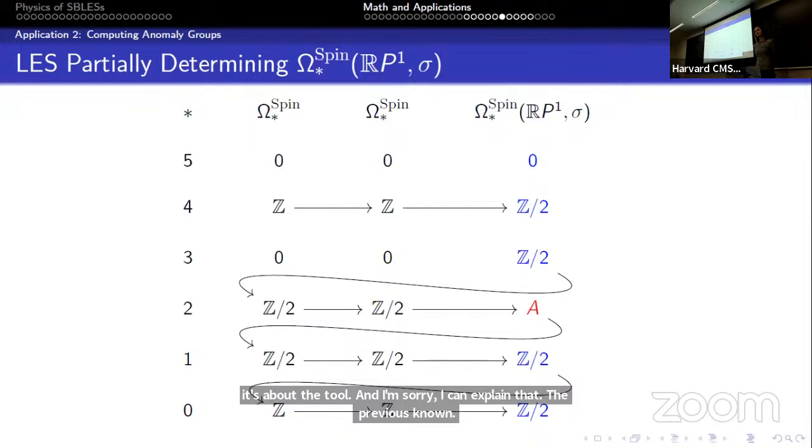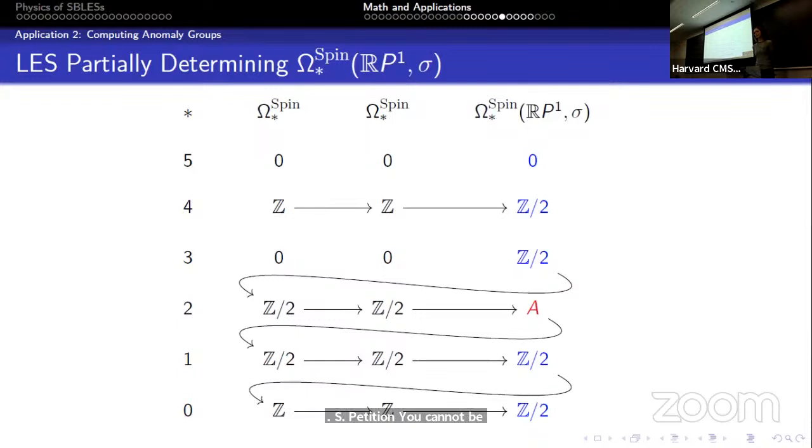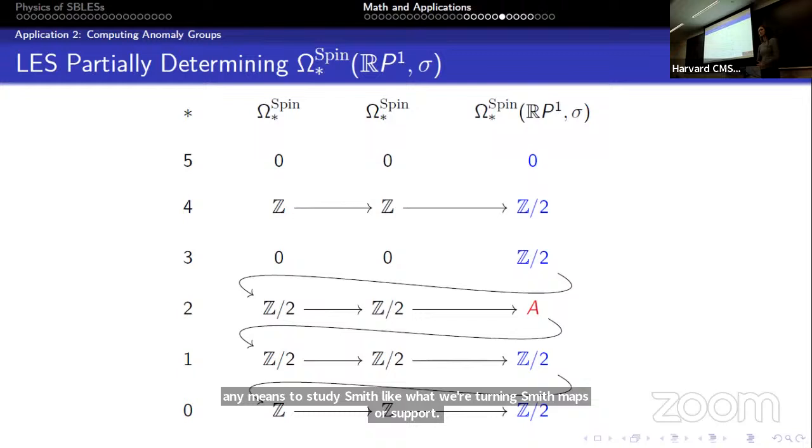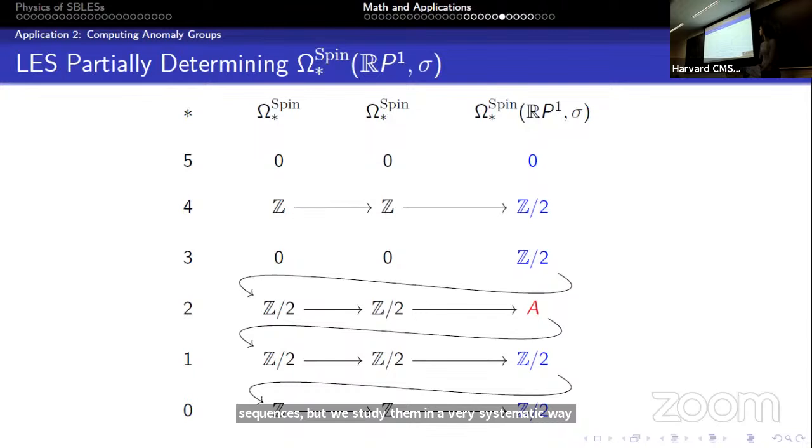What I'm trying to say is we're not the first by any means to study what we're terming Smith maps, or I'm sure you have also studied Smith long exact sequences, but we study them in a very systematic way, collect many examples, and give a formalism for it. And using that formalism is a helpful tool among many other tools that people would use to do computations.